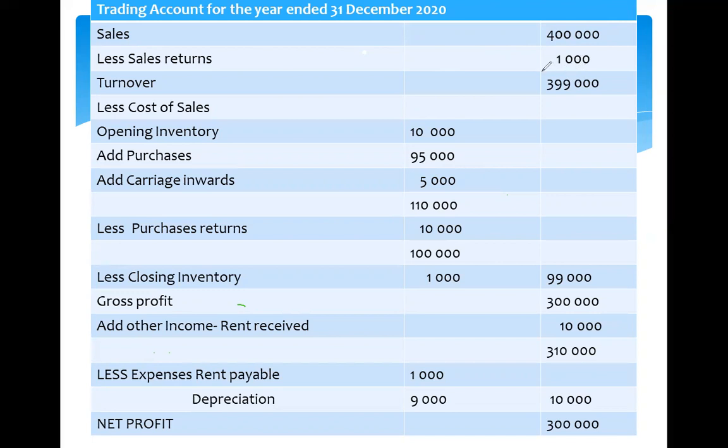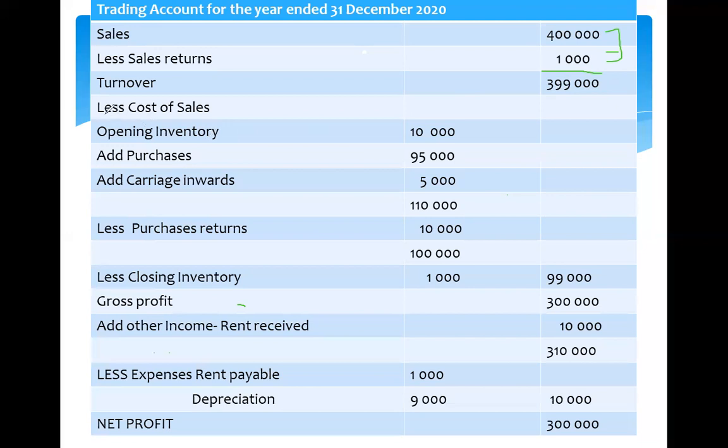So you put a line after this. When you say less, you put a line. We are saying this one minus this one. Sales minus sales returns gives us our turnover. This is our turnover. You do not underline below this. You leave it like that.